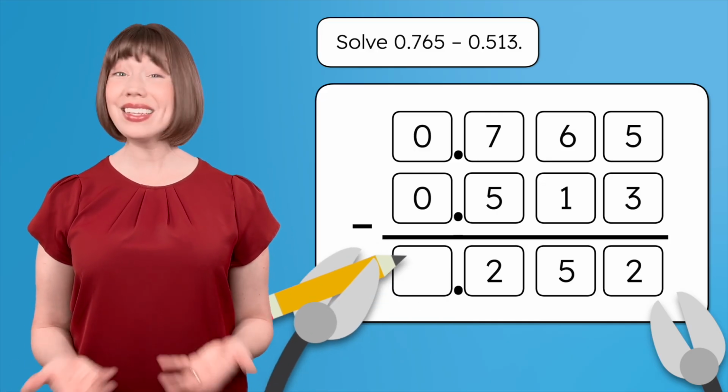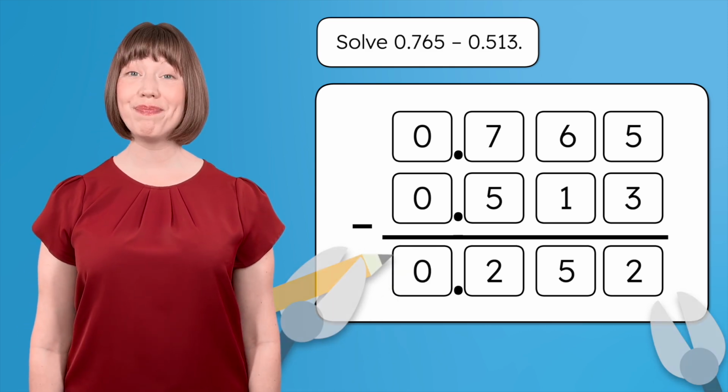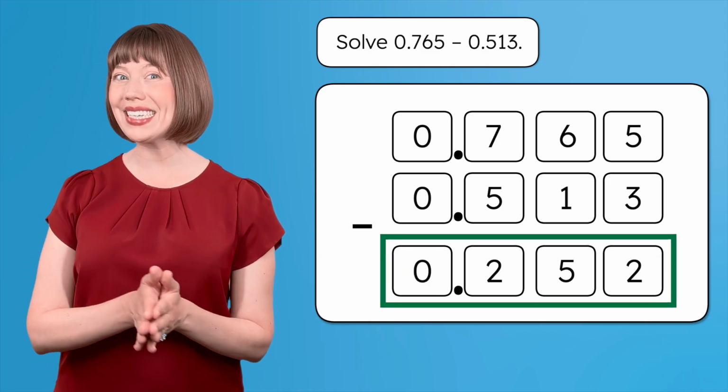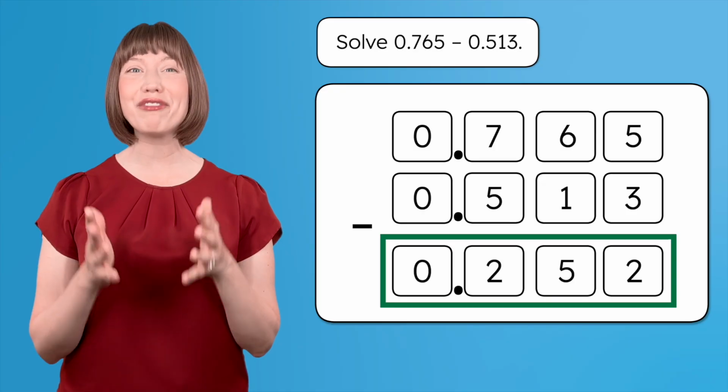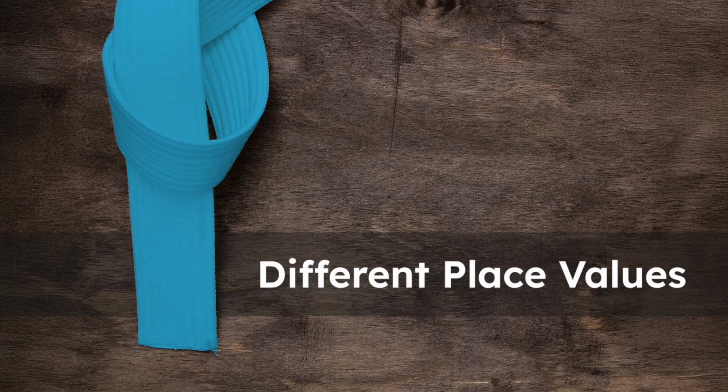Bring it down in the same place. Then we subtract the placeholder zeros. Our final answer is 252 thousandths. That's all there is to it when you're subtracting numbers with the same decimal place values.